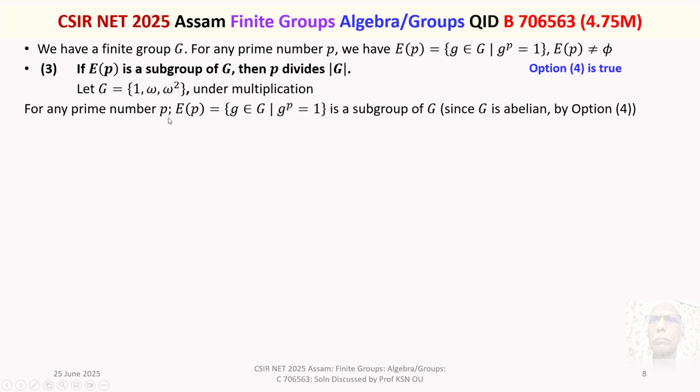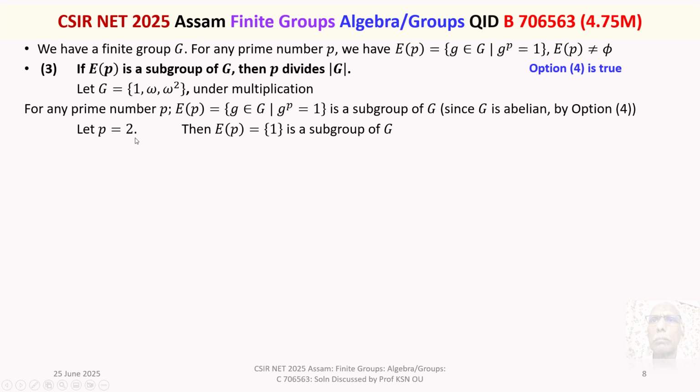Right. Now I take P equal to 2. Then E of P will have how many elements? 1 power P, 1 power 2, is 1, correct? Omega square, is it 1? No. Omega square whole square, that is omega power 4, that is omega. Is it 1? No. So E of P will have only one element, and it is a subgroup of G. We have already seen that for any prime number P, E of P is a subgroup. For P equal to 2 also, E of P is a subgroup.